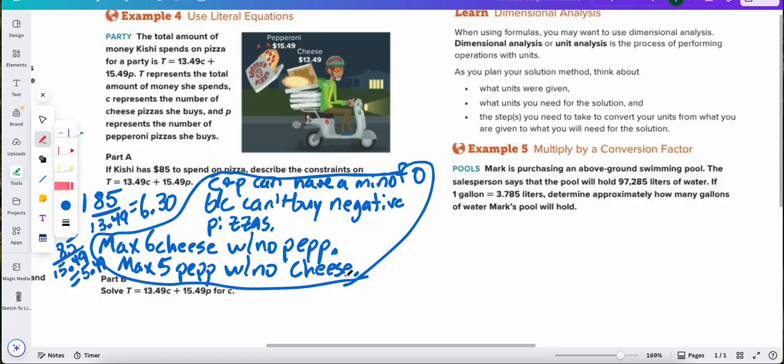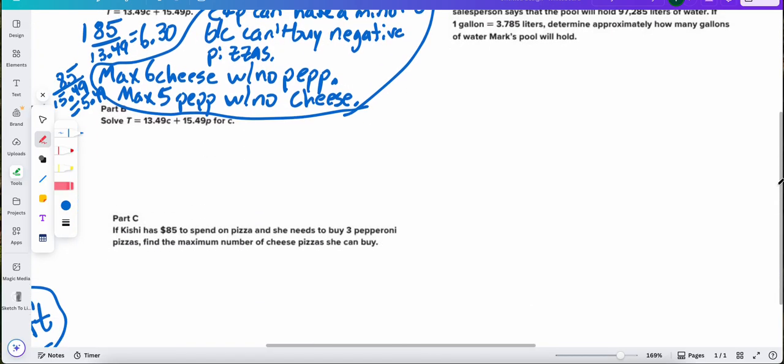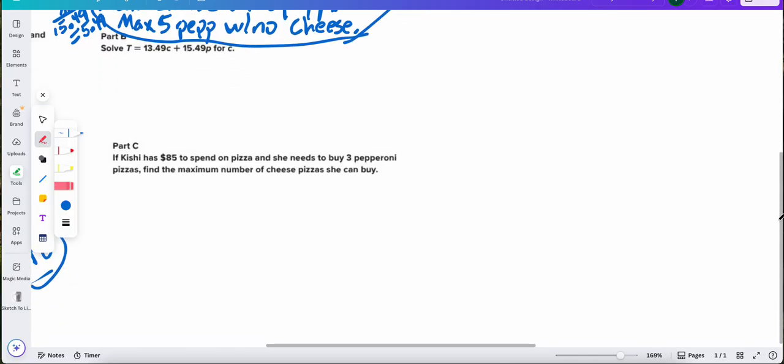So B says solve this for C. So we want to go ahead and try and get our C by itself. So the first thing we want to do is get that P term to the other side. So we would subtract 15.49p from both sides. Remember, these aren't like terms, so we can't combine them. So I'd have t minus 15.49p equals 13.49c, and those 15s canceled.